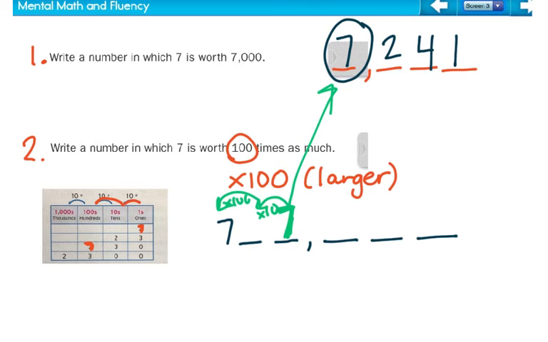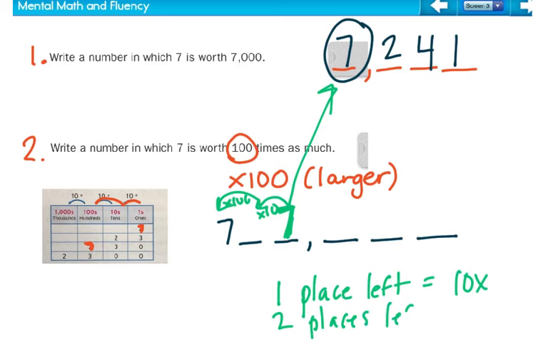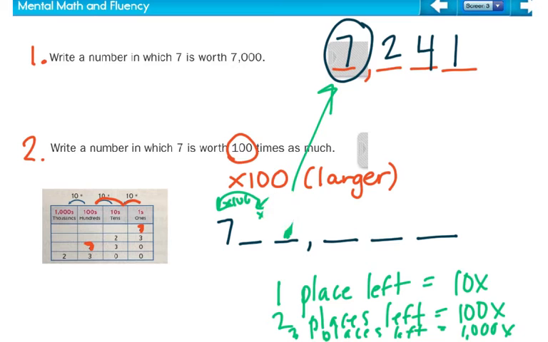Each time you move over 1 place value to the left equals 10 times greater. 2 places to the left would be 100 times greater. 3 places to the left would be what? 1,000 times greater. So in this case, I need to just have the 7 in the hundred thousands, and then I can put any number after it that I would like.